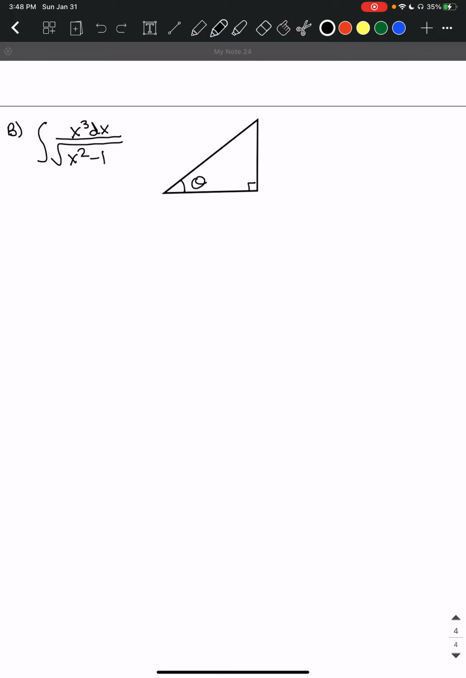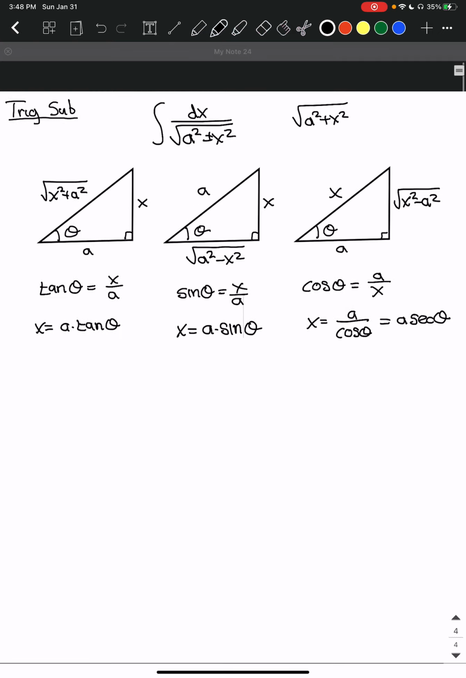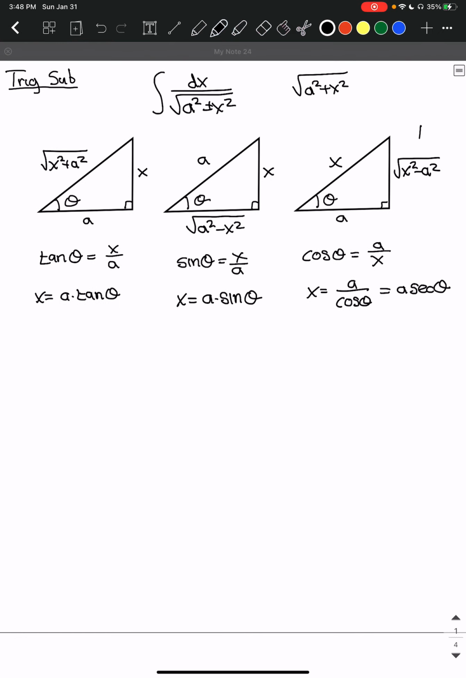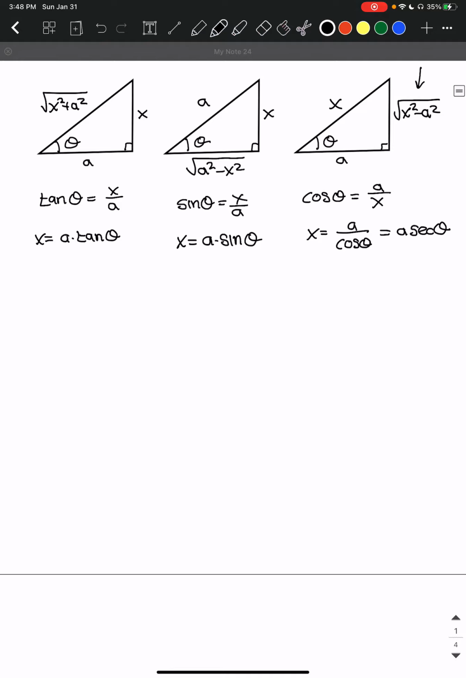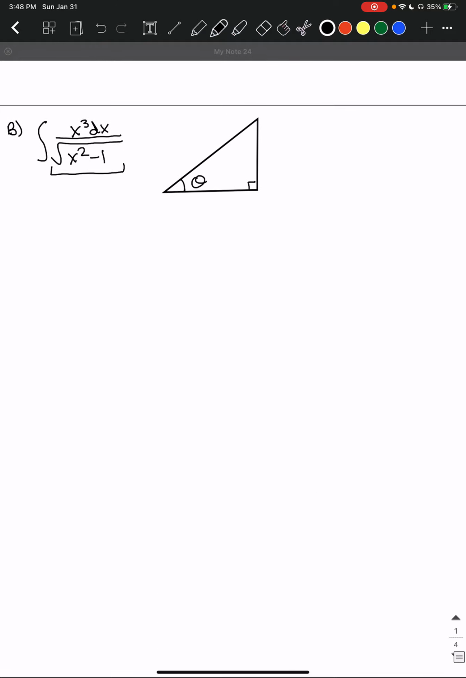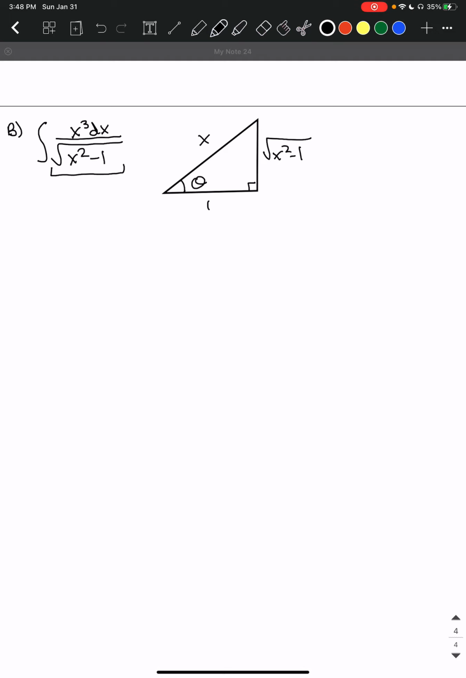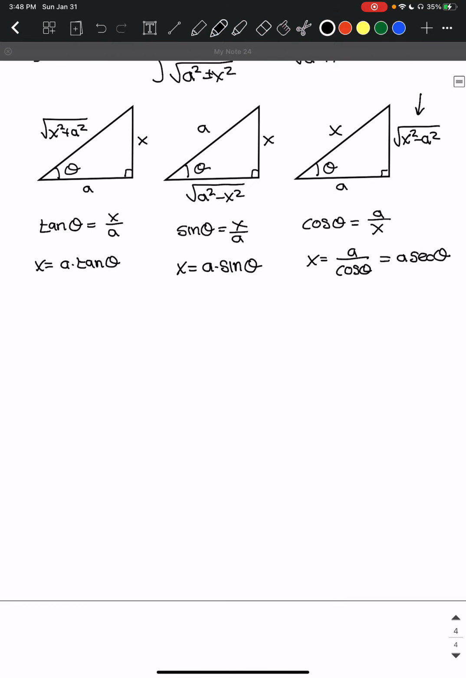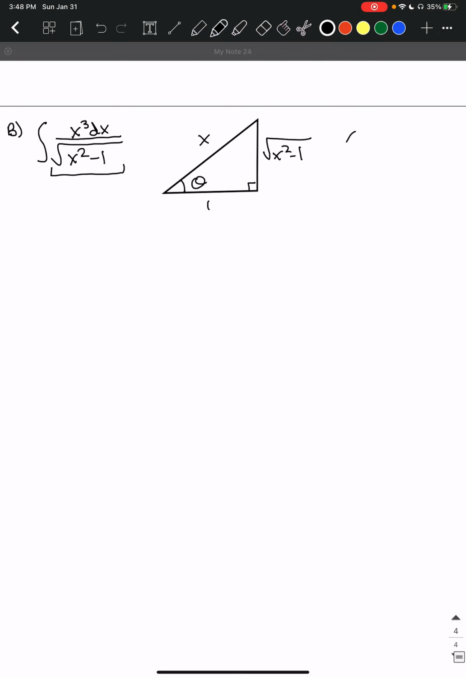Again, we want to draw the triangle as specific to our case as we can. So we go up and we see which case resembles the square root that I'm working with. So I have x squared minus 1. And if I go up here, that looks a lot like this one, right? So I go ahead and I set my hypotenuse length equal to x. I have the square root of x squared minus 1, and I have 1 right here. The substitution they told me to make then is that x is equal to a times secant of theta. A in our case is 1. So x is equal to secant of theta.